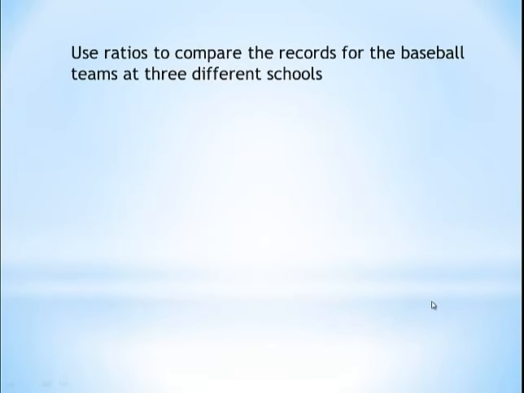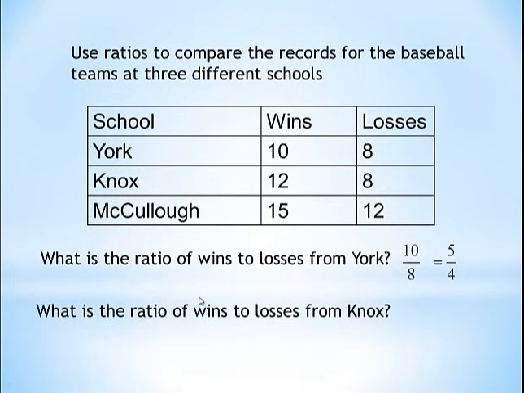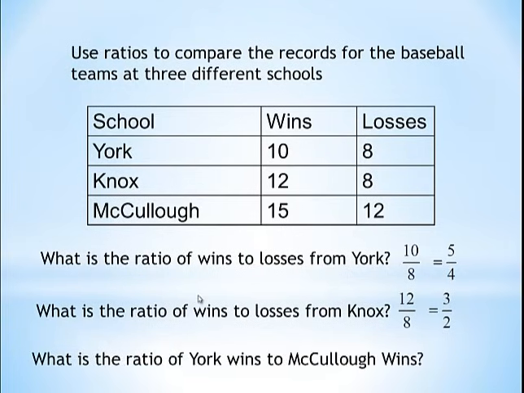Okay, I want you to write the following ratios. Hit pause as needed. What is the ratio of wins to losses from York? Hit pause. Okay, so York had 10 wins and 8 losses. So 10 over 8 would reduce to 5 over 4. How'd you do? Did you forget to reduce? Excellent. Now I want you to write the ratio of wins to losses from Knox. Hit pause. That would be 12 over 8, which would reduce to 3 over 2. Excellent. Now I want you to write the ratio of York wins to McCullough wins. Correct. 10 over 15 would reduce to 2 over 3.